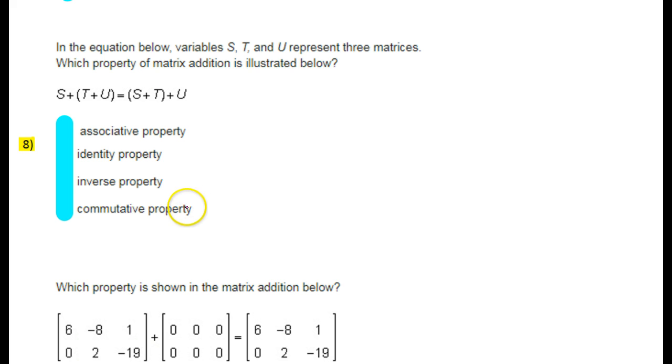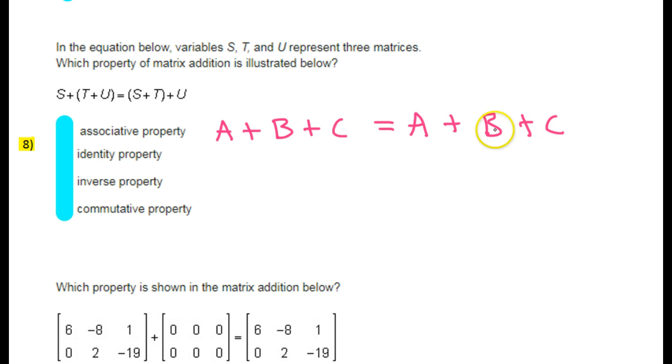This is about to be some good notes. So take out a sheet of paper and write this down. Alright, associative property, this is the one where the only thing that moves is parentheses. So say if I had matrix A plus matrix B plus matrix C, and then I said that's equal to matrix A plus matrix B plus matrix C. Haven't really done anything yet, but here come the parentheses.